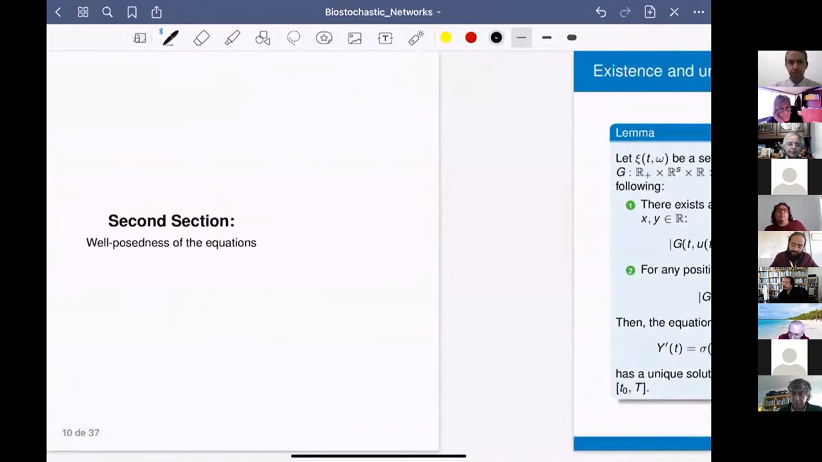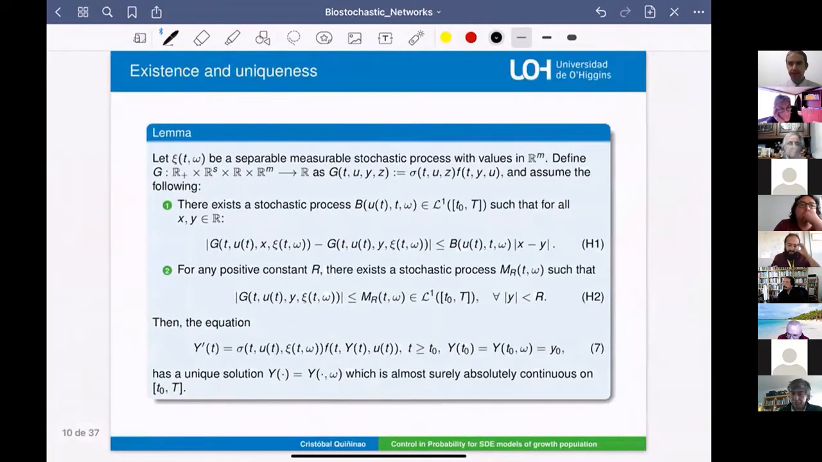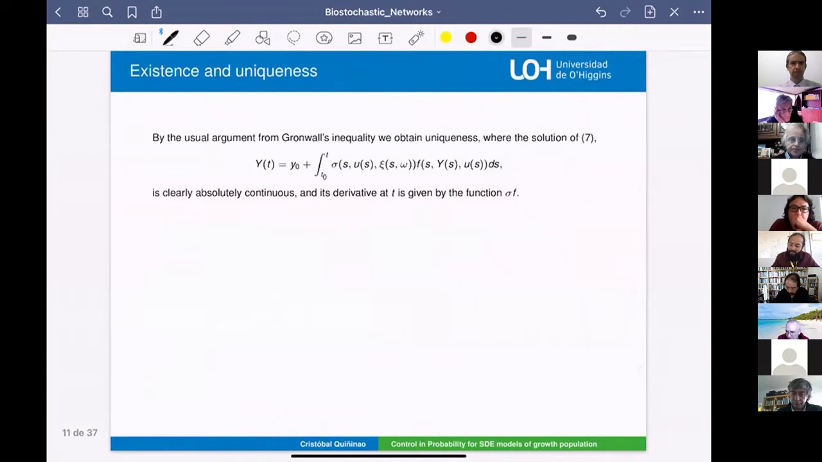So for well-posedness of the equations, what we have to ask of the equation in order to have existence and uniqueness is classical somehow: some sort of elliptic conditions on the functions that go inside the main equation, which is this one. Once you have that, it's really classical to show that there is a solution, a unique pathway of the solutions.